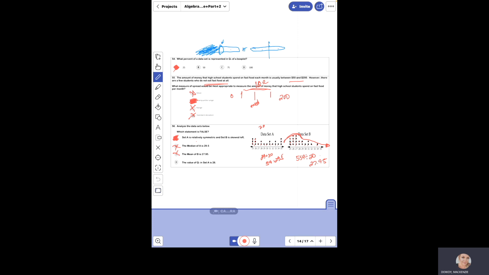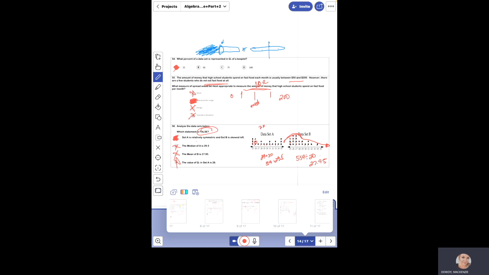The value of Q1 in set A is 26. So remember, quarter one is 25% of the data, the first 25%. I've got about 5 minutes, I've got to rush this. We had 20 numbers, so that's the first 5. It is actually 26, so that one is true. Again, we were looking for the one that was false. So the correct answer is A.